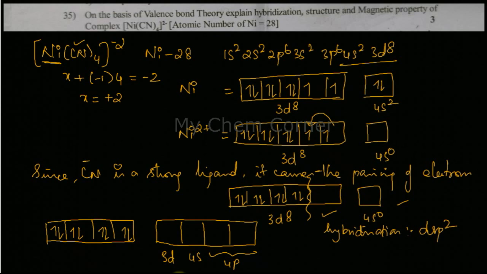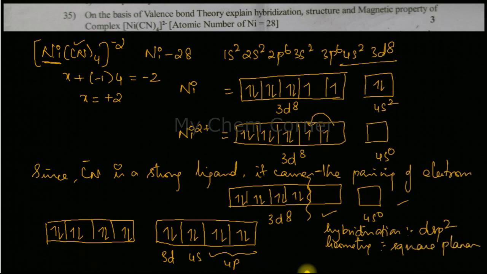dsp2. Now each ligand is going to donate a pair of electrons. So I put the first CN over here, the second CN here, the third CN has donated 2 electrons, and the fourth CN has donated. Each ligand donates a pair of electrons, and therefore they are filled. Now when you have dsp2, the geometry here is going to be square planar.